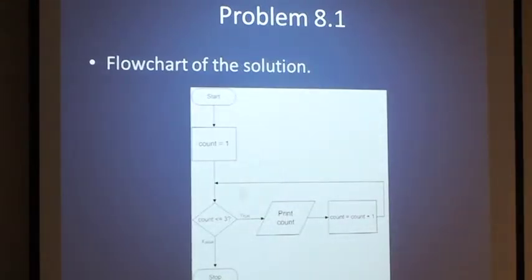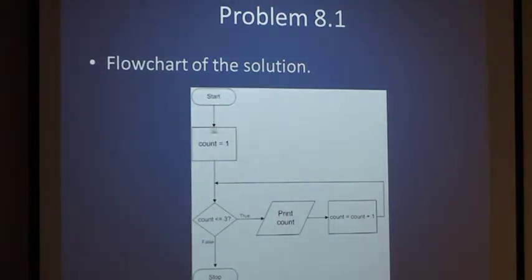Okay, so that's the flowchart. Initialization, count is set to 1. As long as it's less than equal to 3, print the count, increment it, repeat over and over till this becomes false, and then you stop. Okay?